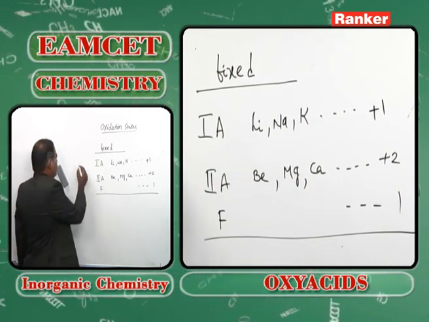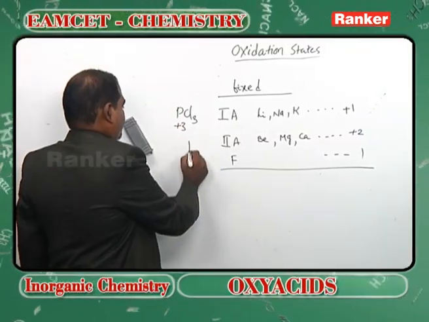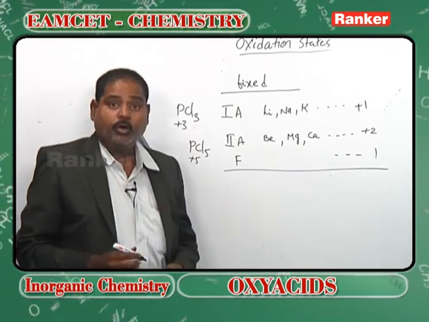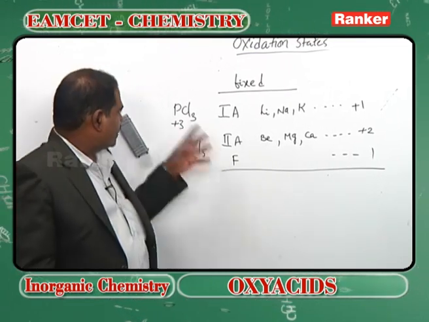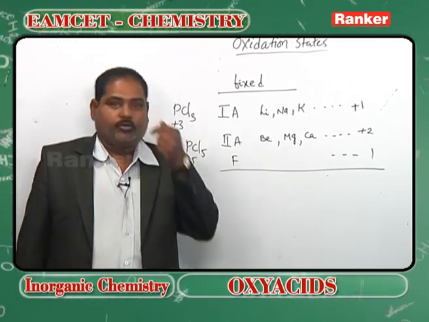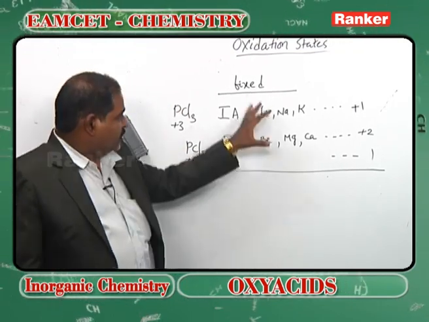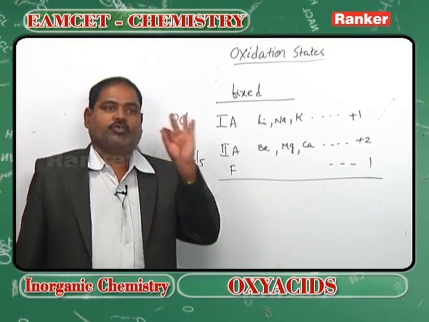For example, in PCl3, the oxidation state of phosphorus is +3. In PCl5, the oxidation state is +5. So, if I ask you what is the oxidation state of phosphorus, you can't say unless I mention what compound I am talking about. So, they have variable oxidation states. Only this set of elements have rather fixed oxidation states.